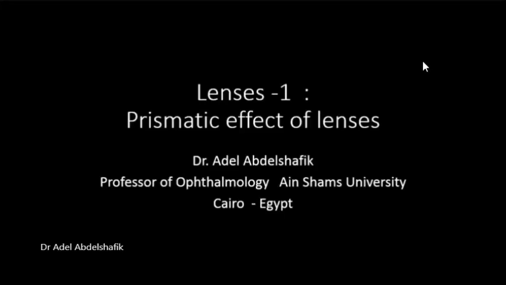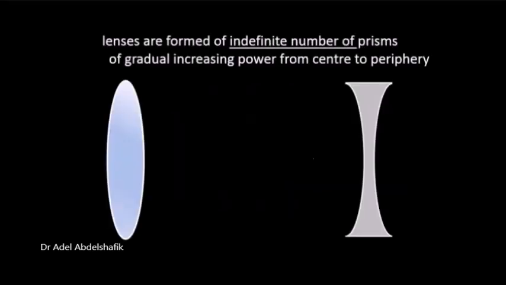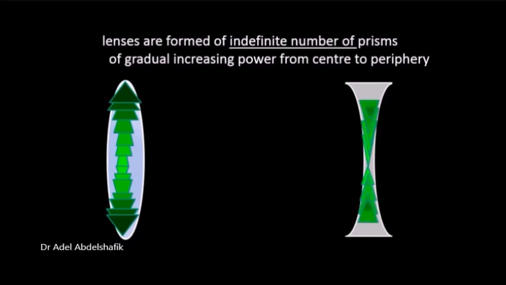The title of this video is Prismatic Effect of Lenses. Lenses are formed of indefinite number of prisms of gradually increasing power from center to the periphery. Convex lenses can be thought of as indefinite number of prisms base to base, while concave lenses are arranged apex to apex.